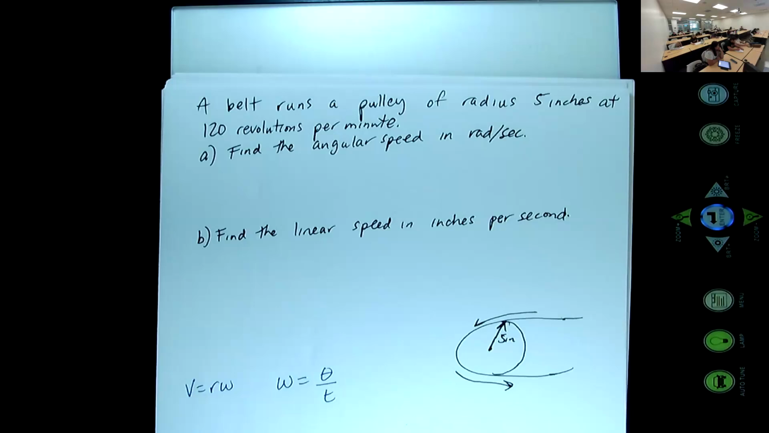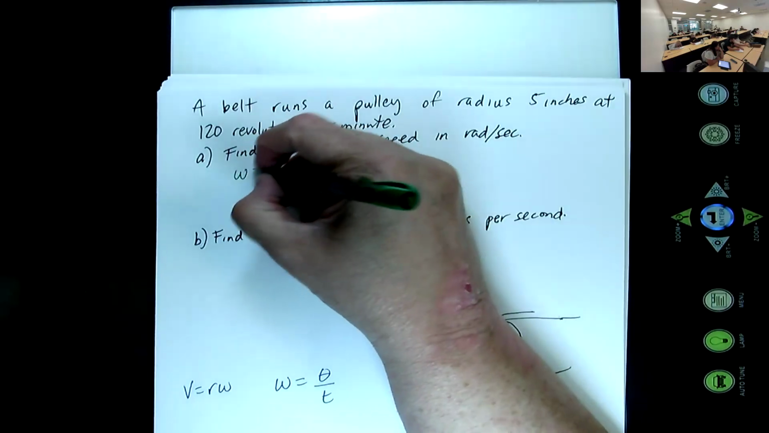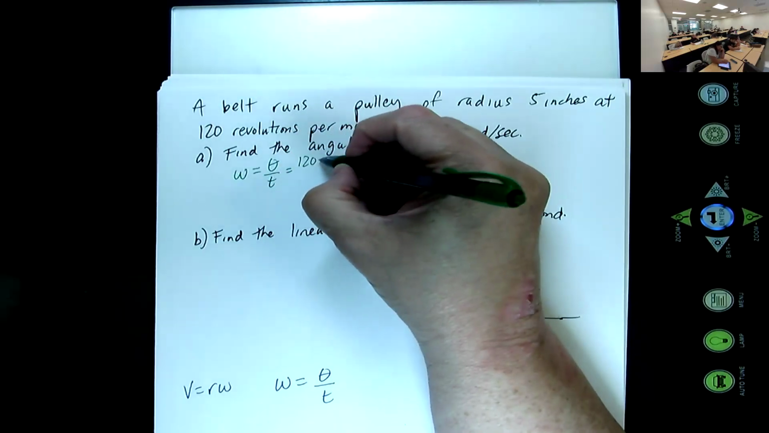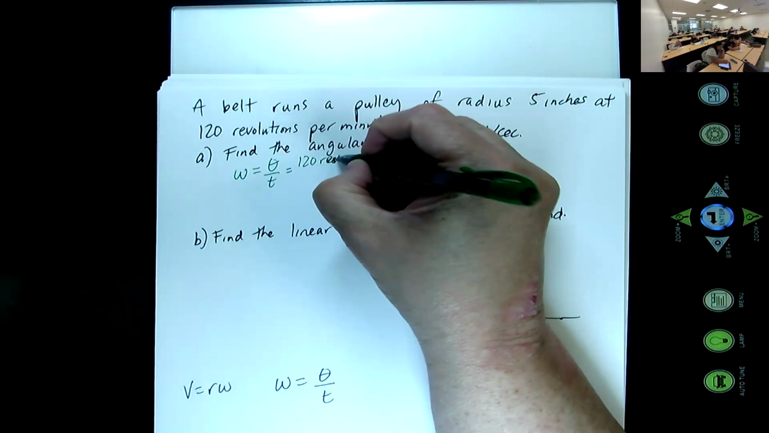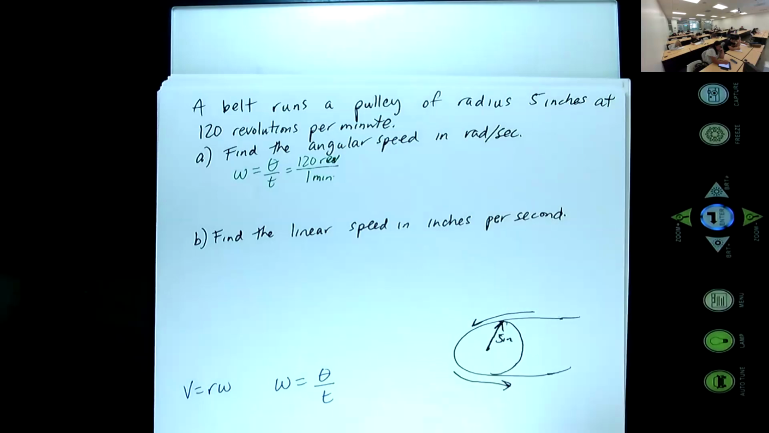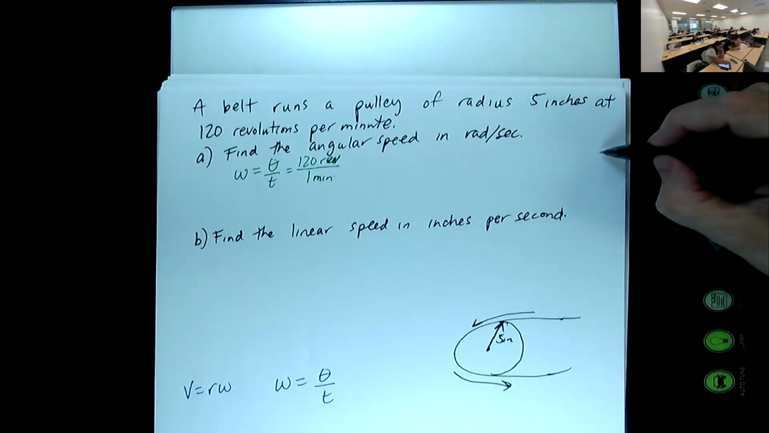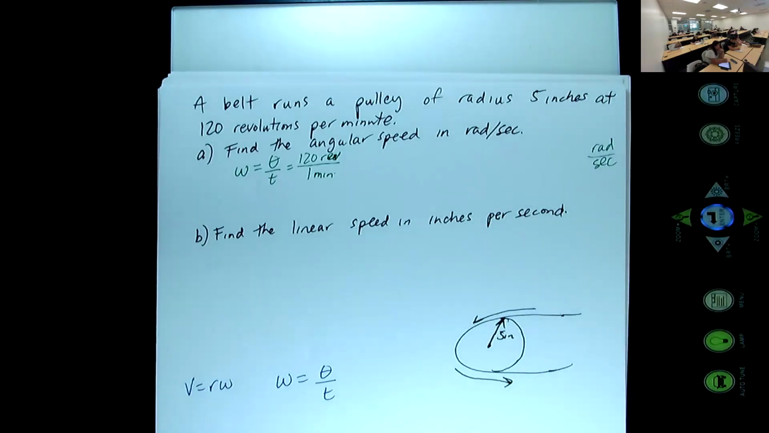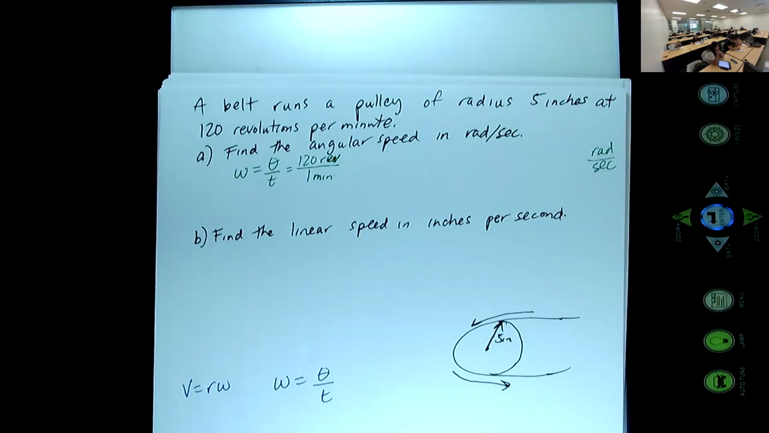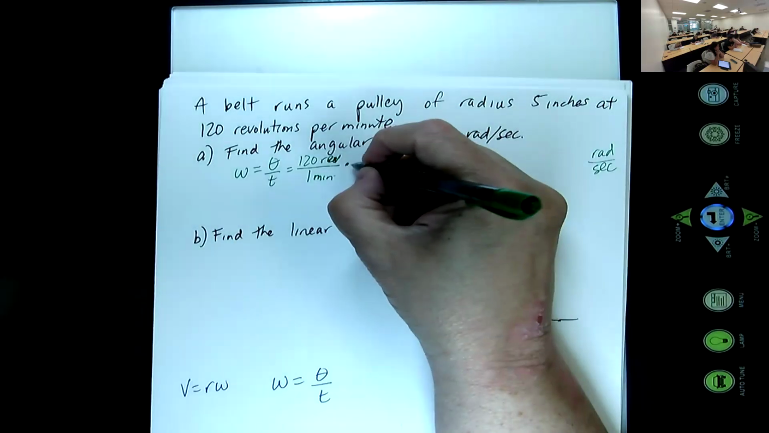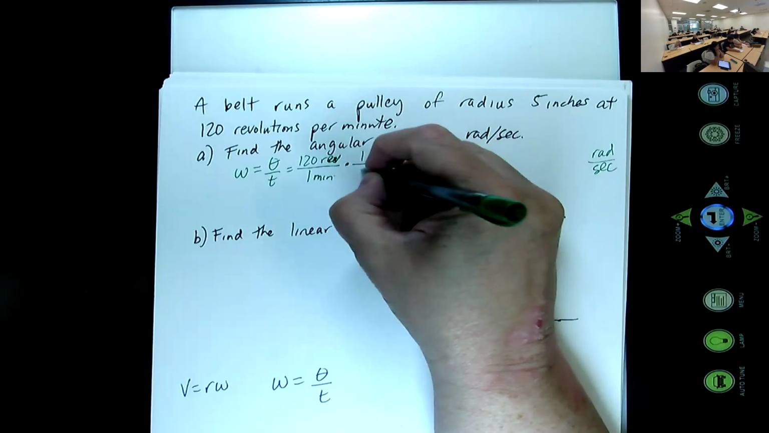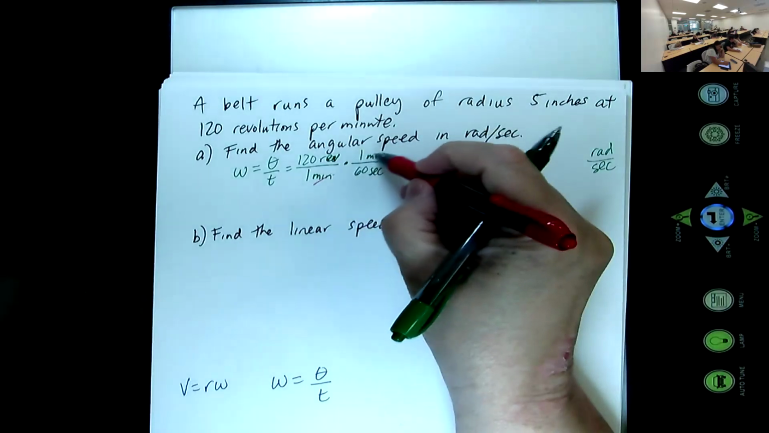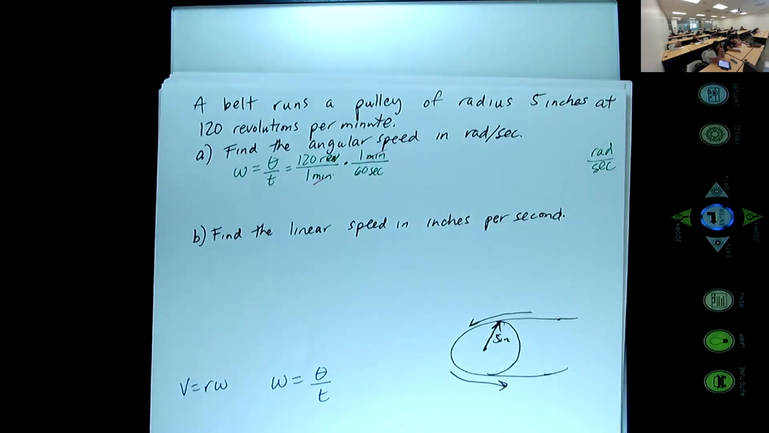So, doing our angular speed, omega equals theta over t. We have 120 revolutions per 1 minute. And I want to end up with radians per second. So I have to start canceling units. First thing I can cancel is that there is 1 minute per 60 seconds. That cancels out minutes, and now I've got revolutions per second. We're getting closer.